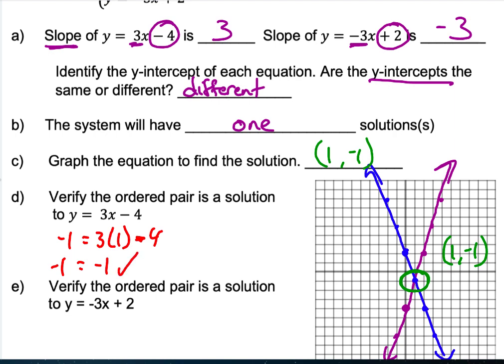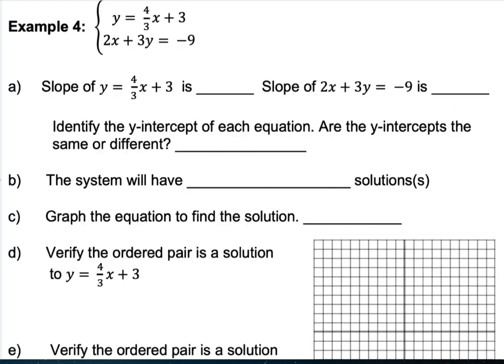Now I'm going to check it in the second one. I'm going to put in +1 for x, -1 for y. -3 times 1 is -3, plus 2 is -1. -1 is equal to -1, so I am good. I've checked that those two equations do have 1, -1 as a solution.